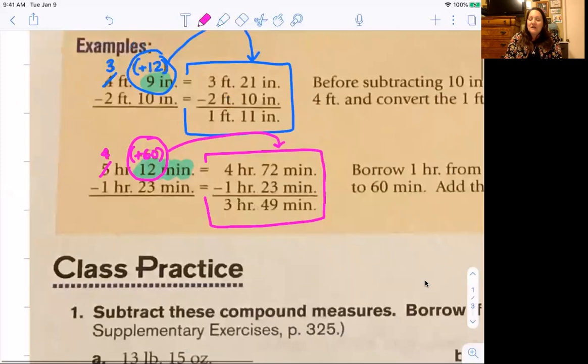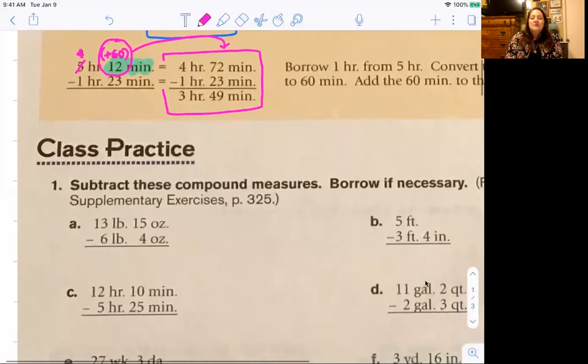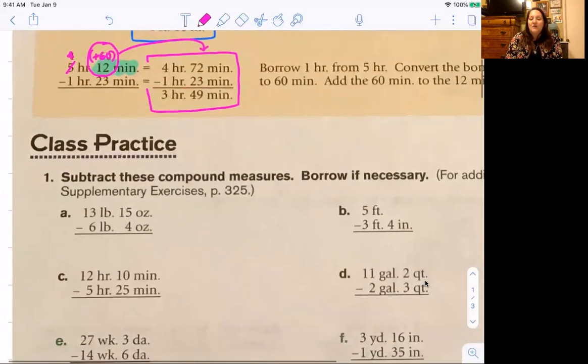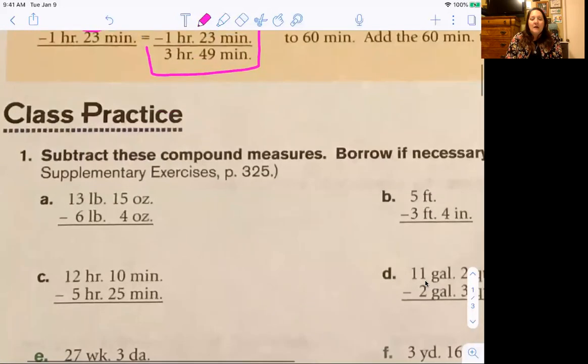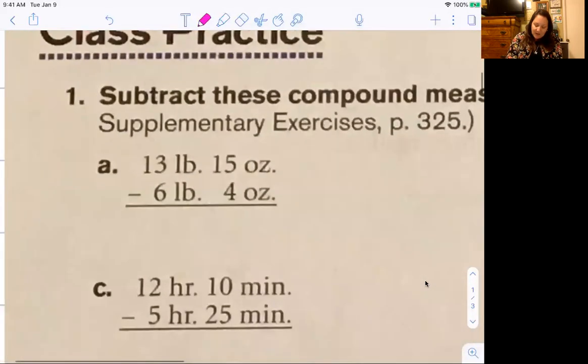So let's look at our class practice. It says, subtract these compound measures, borrow if necessary. Okay, let's look at letter A. Now, guys, we may have to rewrite, but let's see if we have room. 13 pounds, 15 ounces, minus 6 pounds, 4 ounces. Can I do 15 minus 4? Is that possible? Yeah, so don't automatically assume that you're going to have to borrow. You don't have to borrow in this case, okay? 15 minus 4 is 11.